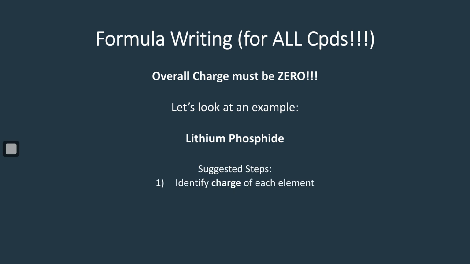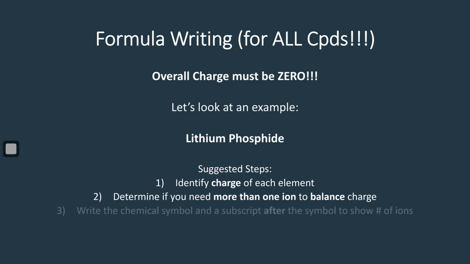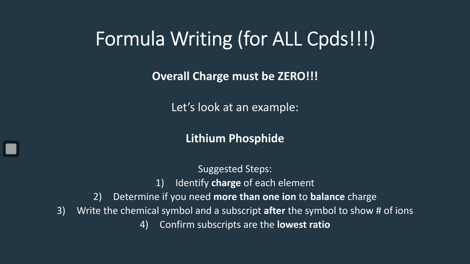Identify the charge of each element, determine if you need more than one ion to balance the charge, and then write the chemical symbol and a subscript after the symbol to show the number of ions necessary. So identify the charge, determine if you need to balance it. In other words, if they're not equal charges, that means I need more of one versus the other. And then write the chemical symbol and a subscript after the symbol to show the number of ions. The last step where you have to be careful, because I'm going to show you another quick rule too, is you have to have the lowest ratio of subscripts. So I'll go ahead and point it out now. We'll just do this one.